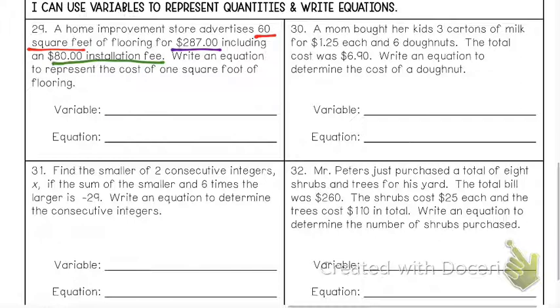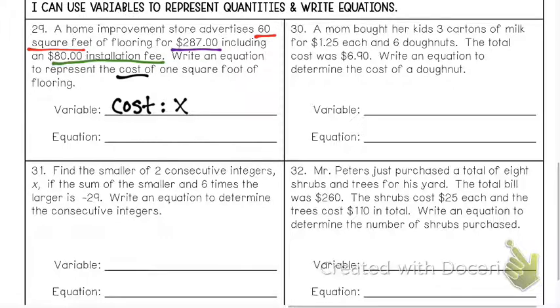So I take that information, and I'm going to go ahead and start identifying what my variable is. In this case, I want to know the cost of 1 square foot. So I'm going to say cost is equal to x there. So that 1 square foot cost is x.